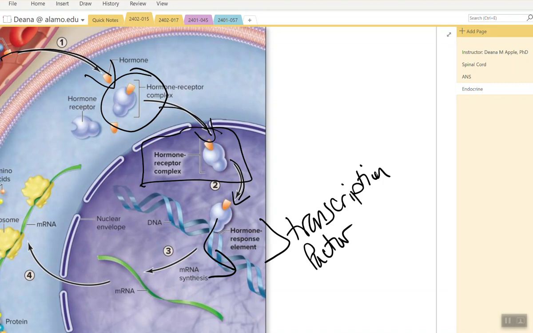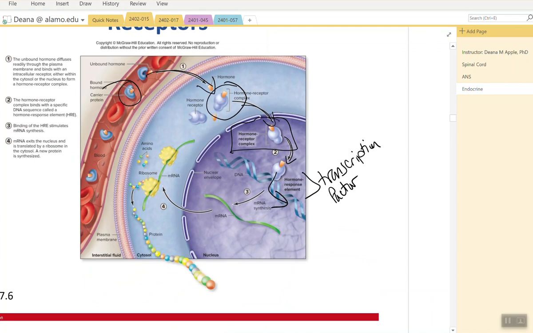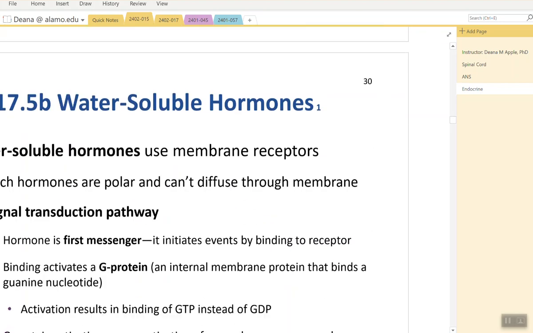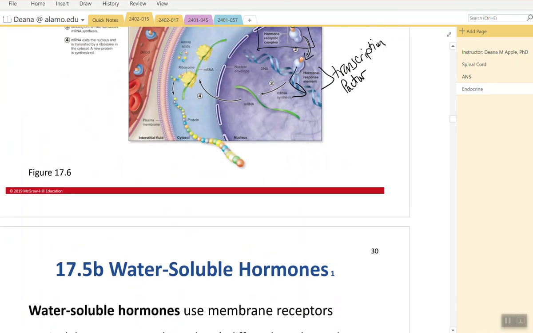So just to be clear, a transcription factor does not have to be a hormone response element. It can be another separate protein. But a hormone response element can be classified as a transcription factor. Does that make sense? Not all transcription factors are hormone response elements, but all hormone response elements are acting as transcription factors. Just want to be clear. And what happens here depends on what the hormone is and what the target tissue is. Okay. So that was the steroid hormone.